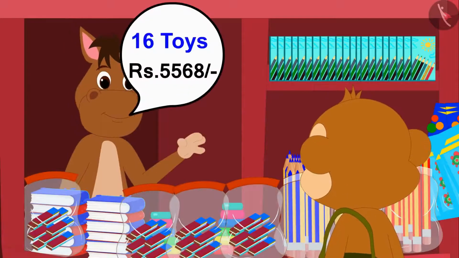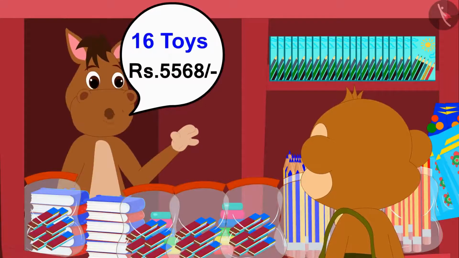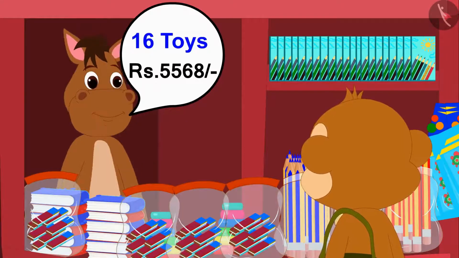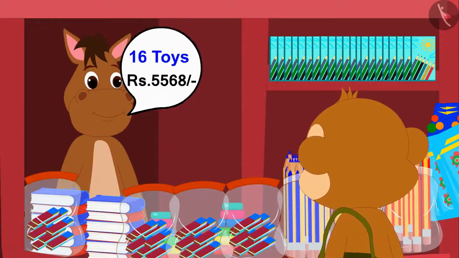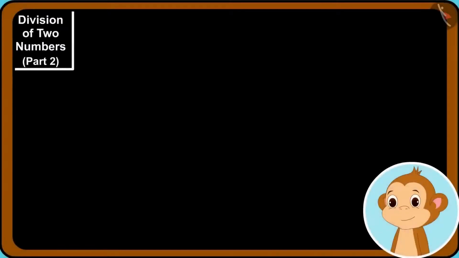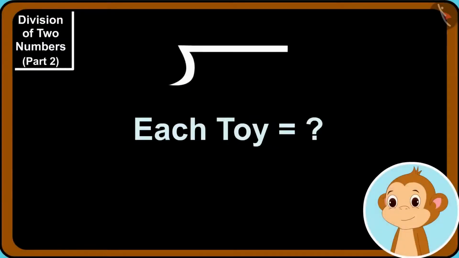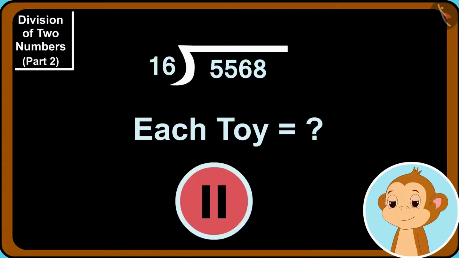Now, Babban bought 16 toys for 5,568. Babban wants to find out how much each toy is worth by using the simple division process learned from Gaggu. Children, can you help Babban in finding the answer? If you want, you can stop the video and find the answer.